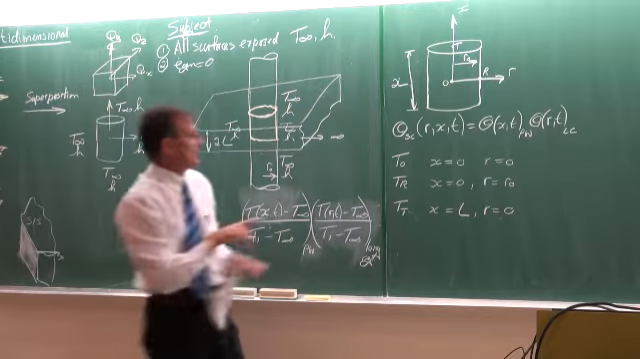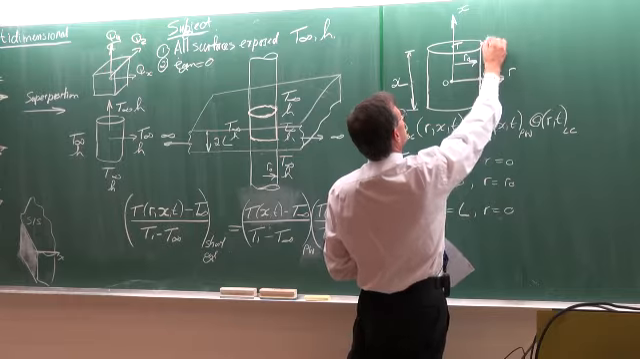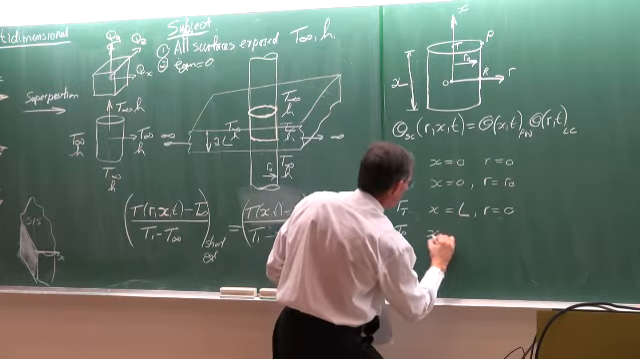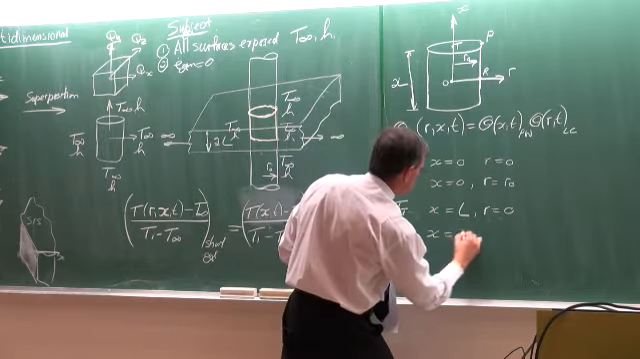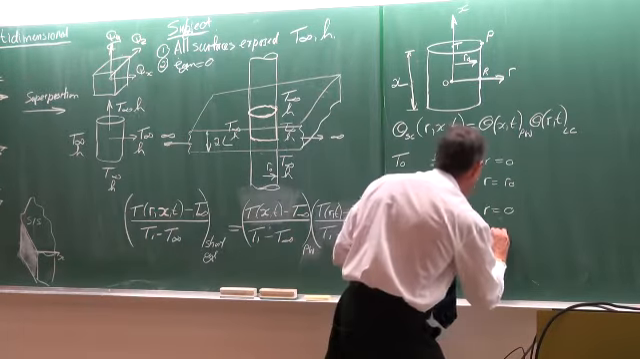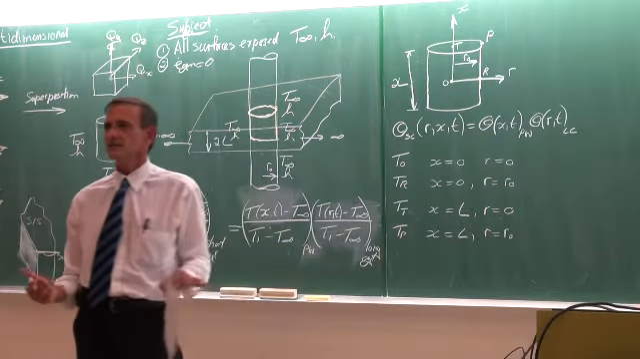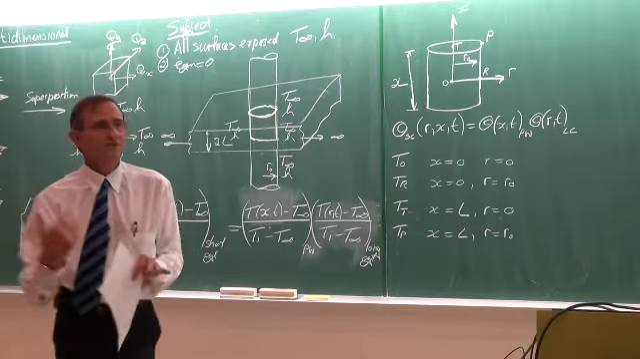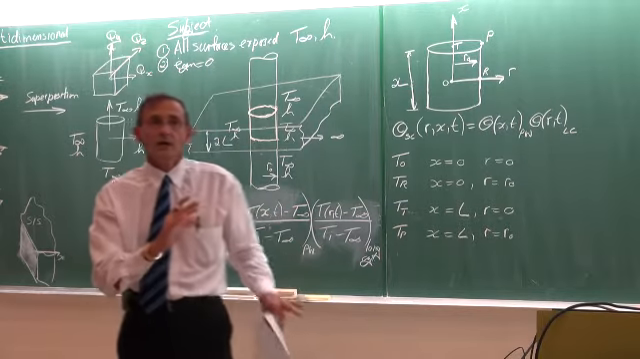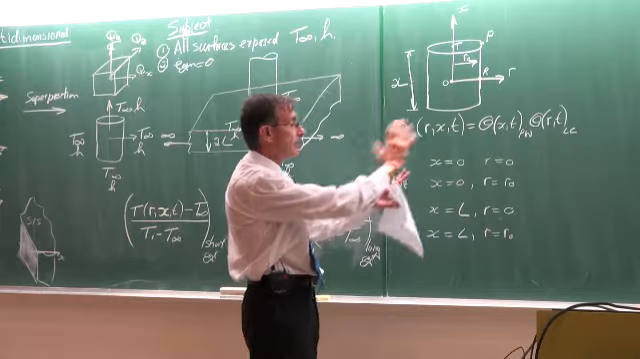You agree? And then, let's suppose we are interested in the temperature there. Let's call it P. So the temperature at P would be when X is equal to L and R is equal to R0. So it's very easy. It can be very, very confusing if you start doing problems. So you have to be very, very careful beforehand.